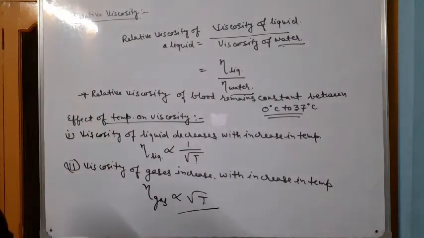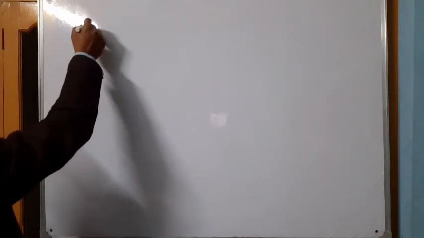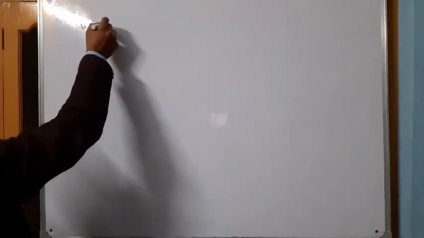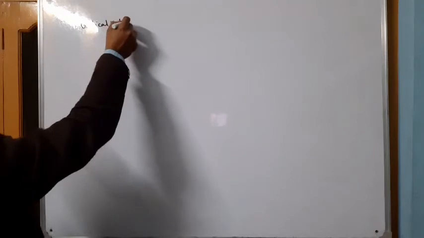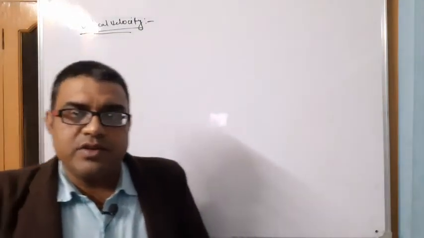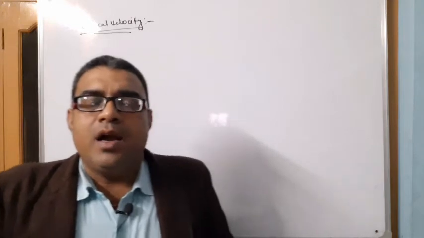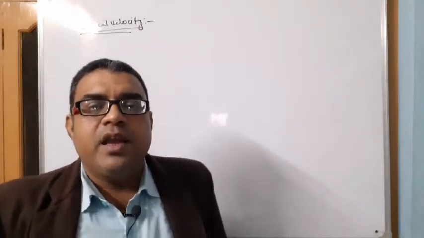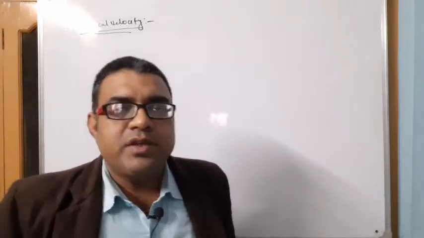Now, dear students, we will discuss critical velocity. Next discussion is critical velocity. So, dear students, critical velocity is that limiting value of velocity of a fluid up to which the flow of the fluid is streamlined, and after that it becomes turbulent.